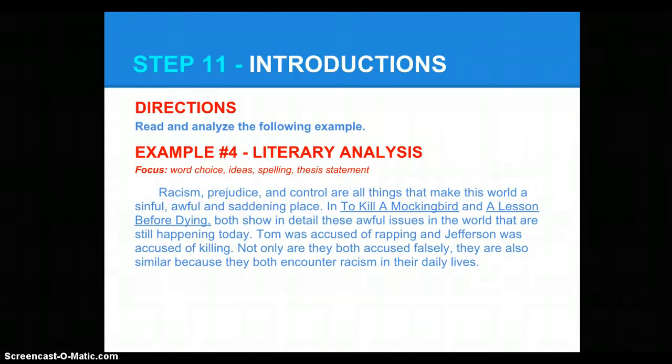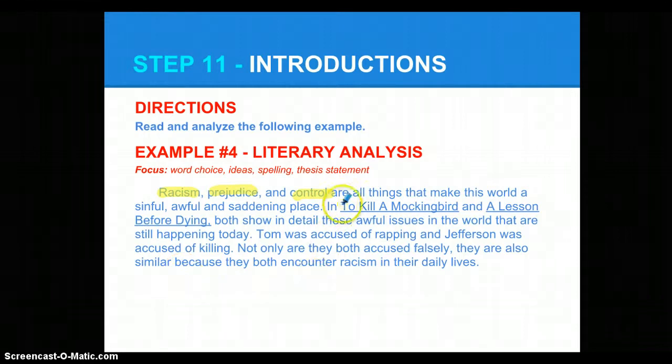So they did a good job in this attention grabber talking about common themes like racism, prejudice, and control are all things that make this world a sinful and awful, saddening place. Now here, they're getting a little bit kind of soapboxy. You want to avoid saying like, we should change the world and all of this. There are bad things in the world, but be careful of making that a little bit too soapboxy, okay?